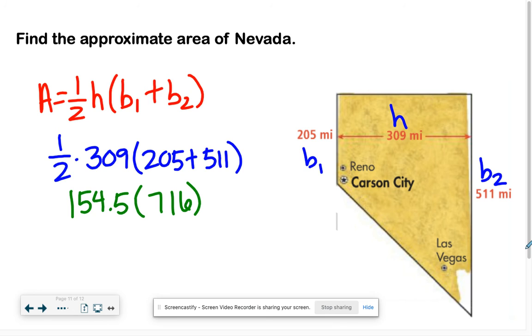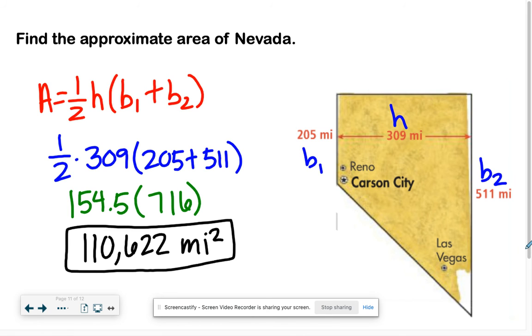And then if we multiply those together, 110,622. Did I write that down right? Yes, you did. No, we should Google it. What is the actual area of Nevada? Does anyone have a phone?